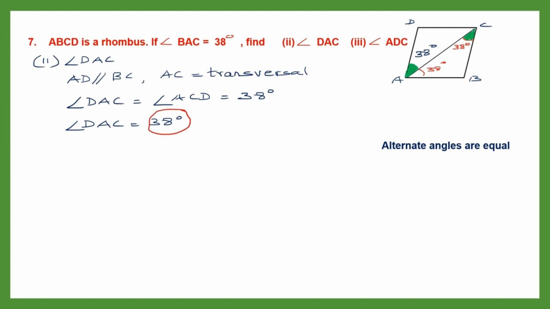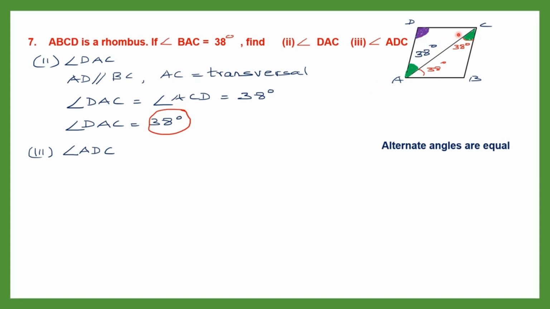Now the third question is angle ADC. We have to find angle ADC, and which one is that here? Angle ADC, so this angle here. The angle that is marked here is the angle that we need to find out. Now there are two ways that we can find it. One is if we can find this angle, then we can say opposite angles of a rhombus are equal, so this angle and that angle will be equal.